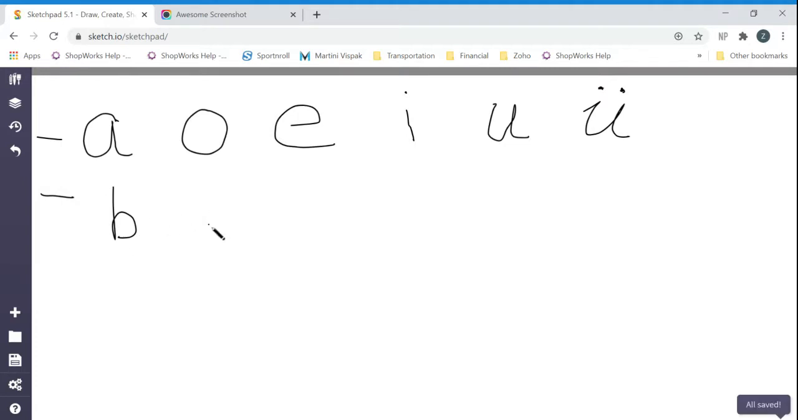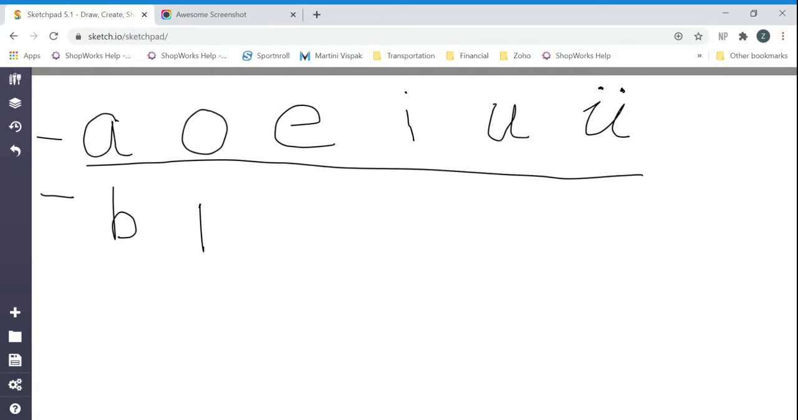You can make a table. You can make a table like this with all these finals on top, horizontal, and vertical with those initials, and make a combination like the multiplication table, and try to pronounce all the possible combinations.